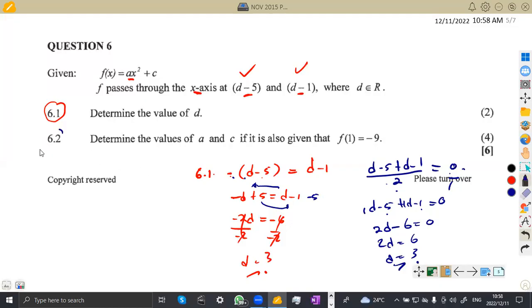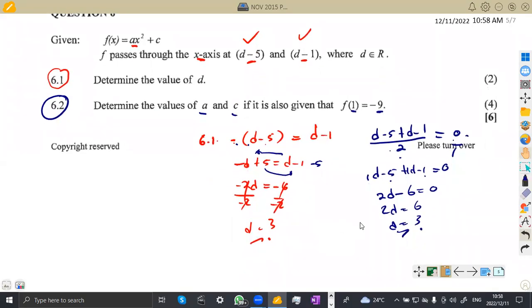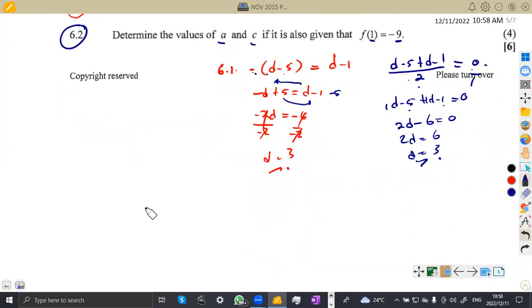So there are so many ways. Okay. So we have the value of d, which is 3. The question is now, determine the values of a and c if it is also given that f of 1 is -9. Okay, let's start with the values of d that we are given. Remember, these are the solutions. So let's start by the solutions that we are given.